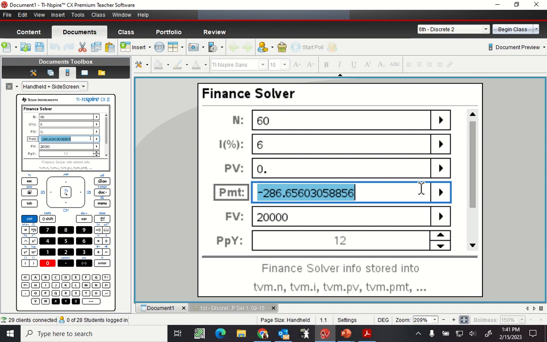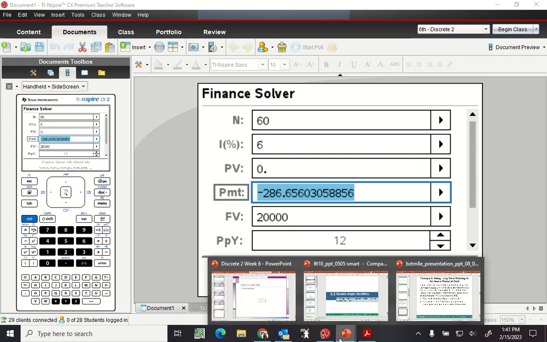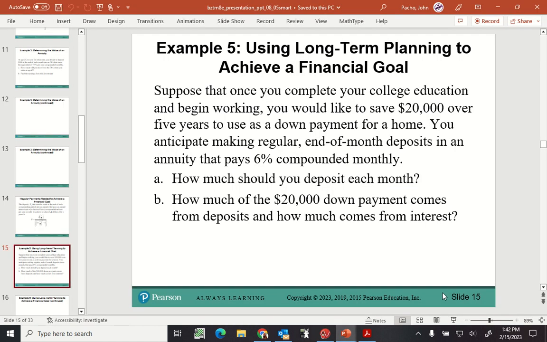Now, next thing. So, part B. How much of the $20,000 down payment comes from deposits and how much comes from interest? So, first, how many payments did I make? I made 60 payments, right?